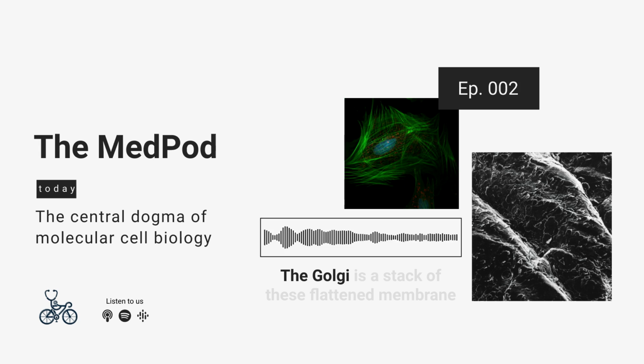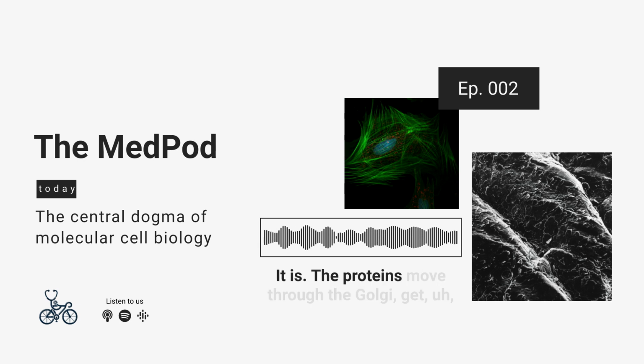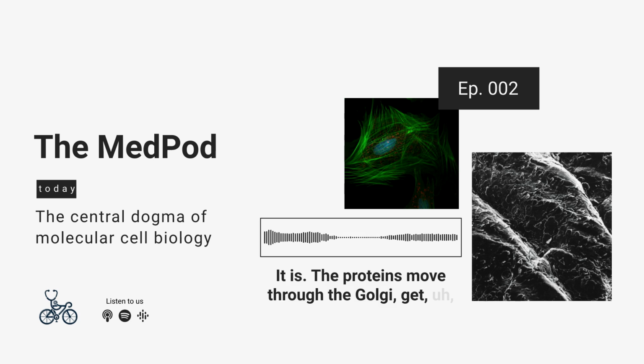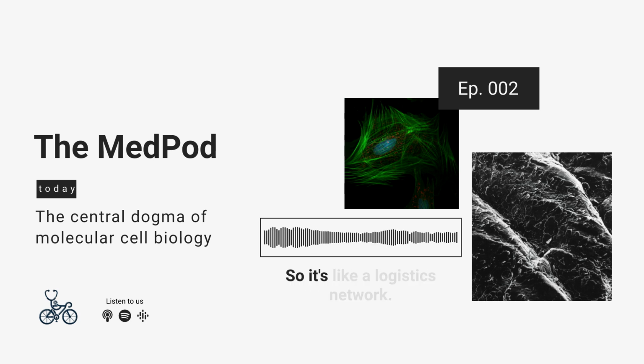Oh, okay. The Golgi is a stack of these flattened membrane sacs, and it's like a series of processing and sorting stations. Wow, very efficient. It is. The proteins move through the Golgi, get modified, and then they're packaged into these little vesicles for transport. So it's like a logistics network. Yeah, making sure every protein gets to its destination.